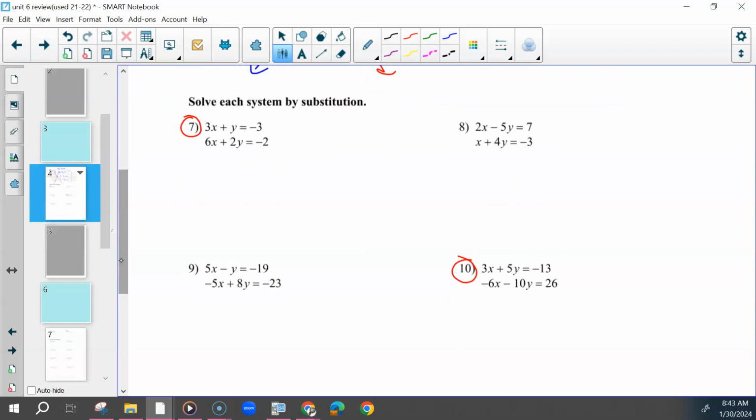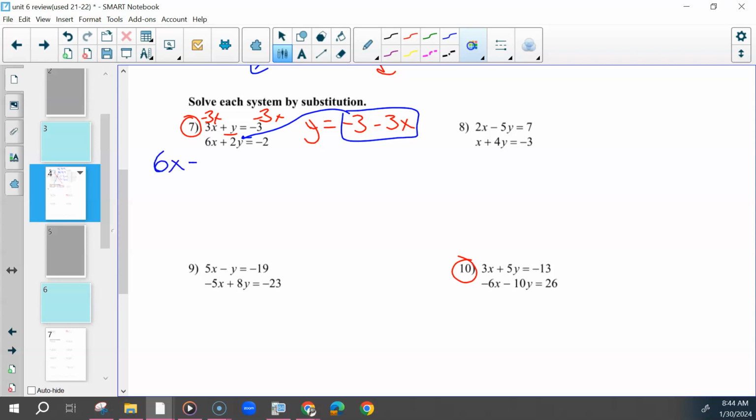So with 7, if you see a variable that's by itself, start with that one. So this y in the first equation, get that y by itself by solving, getting rid of x, subtracting it. It does not matter here if you put it in slope-intercept form or not. Once you have that variable by itself, take the expression, so negative 3 minus 3x, put it back into the other one where y is.